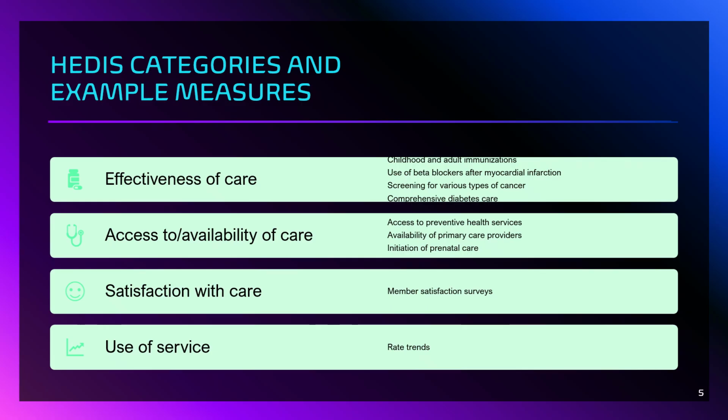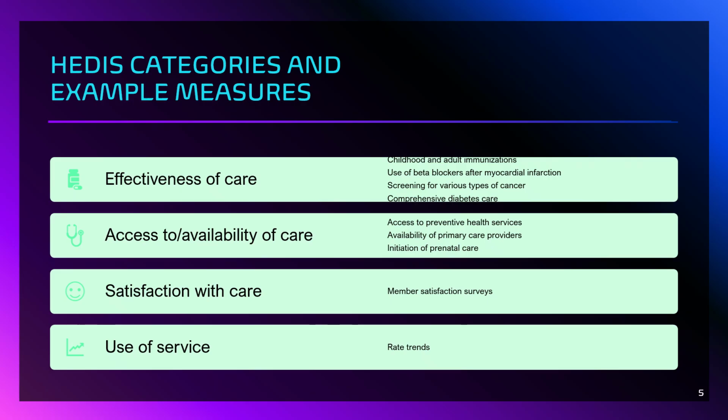A third category is about satisfaction with care. Here, we're talking about member surveys, what patients think about their care, and the tracking of how often preventive services are used. It's not just about clinical outcomes, but also about the patient experience. Together, these categories give health plans a broad view: effectiveness, access, and satisfaction. And because HEDIS is standardized, health plans can compare themselves to other health plans. That's where the benchmarking piece comes in.